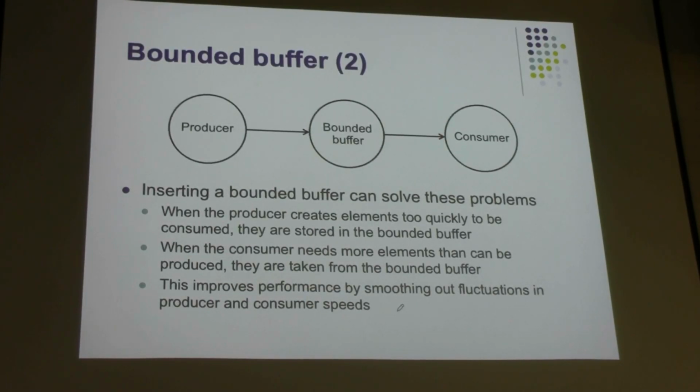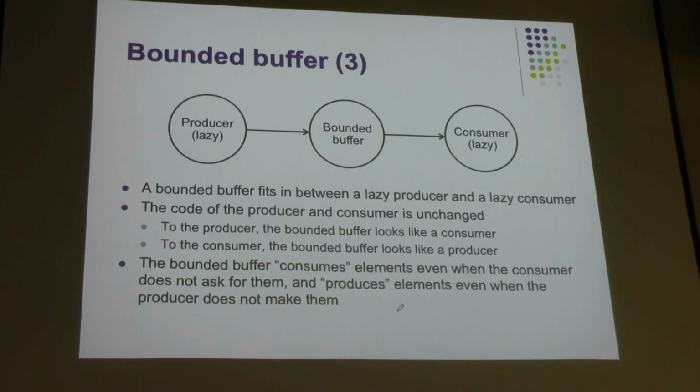You stick it in there, and the code of the producer-consumer is exactly the same as before, okay? So we're going to program it. Both the producer and the consumer will be lazy functions, and we will put the bounded buffer in the middle. To the producer, the bounded buffer looks like a consumer, it's taking elements. And to the consumer, the bounded buffer looks like it's producing elements. So they look the same as before. The bounded buffer has two faces. It looks like the producer on one side, and it looks like the consumer on the other side, okay?